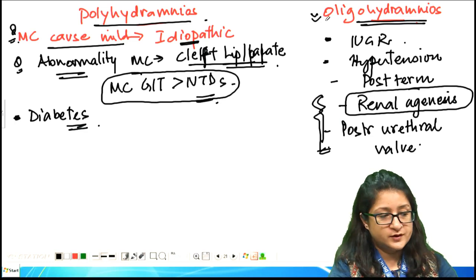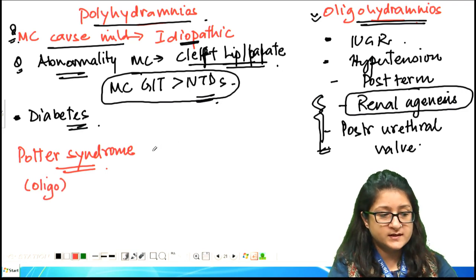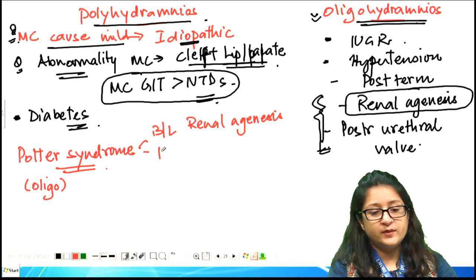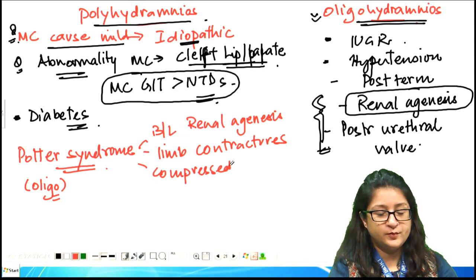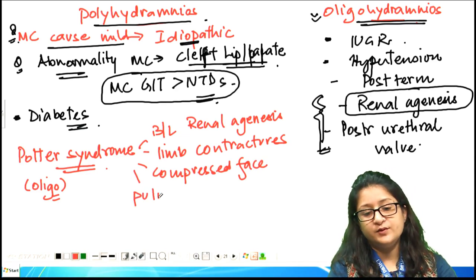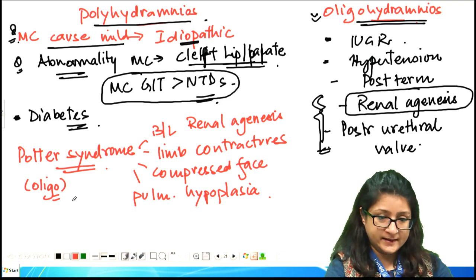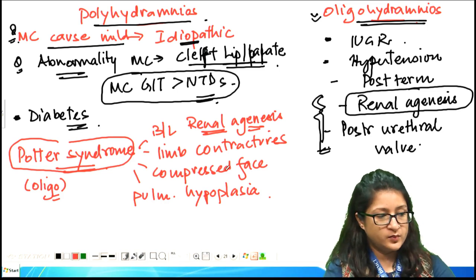Then the other important thing to remember is a syndrome called Potter syndrome. It is seen with oligohydramnios as part of bilateral renal agenesis. Because of that, there is severe oligohydramnios, limb contractures, a compressed face with abnormal facies, and pulmonary hypoplasia. This constellation of findings with bilateral renal agenesis is called Potter's syndrome. This is an important point to remember.